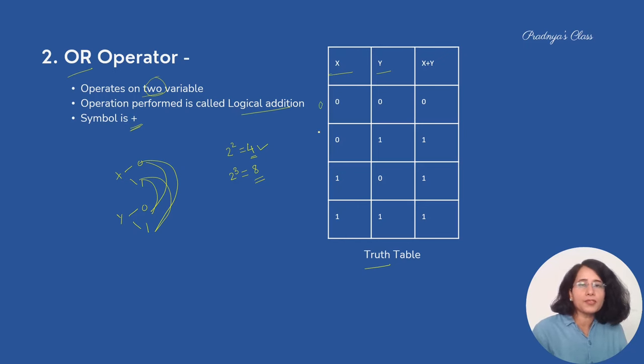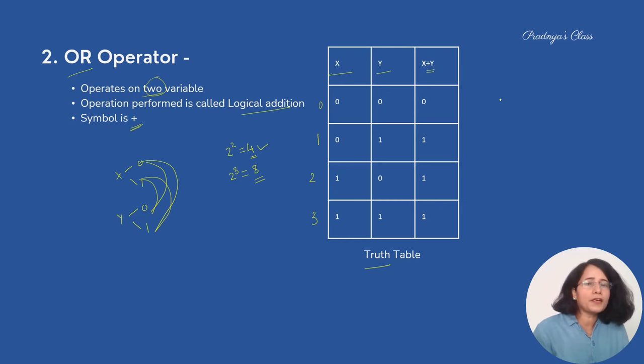This is 0, this is 1, this is 2 and this is 3. If you check this, this is the binary equivalent of 0, the binary equivalent of 1, the binary equivalent of 2 and the binary equivalent of 3. Now we have to apply the OR operator on these possible combinations.